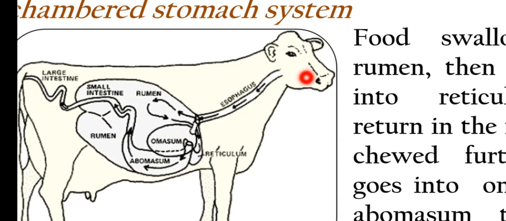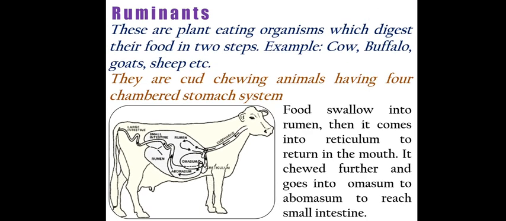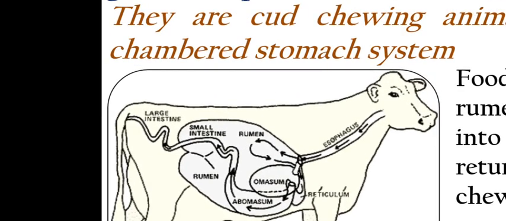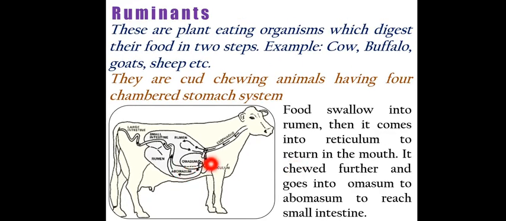Now this chewed cud will go into the second part of the stomach. After the rumen and reticulum, it will go into the next part of the stomach, that is the omasum, then it will go into the fourth chamber, that is the abomasum. After passing through the abomasum, it will go into the small intestine for further digestion, then the large intestine, then the anus. So this is the process of digestion in ruminants, in which four stomach structures are present: rumen, reticulum, omasum and abomasum. These are cud-chewing animals, also known as ruminants.